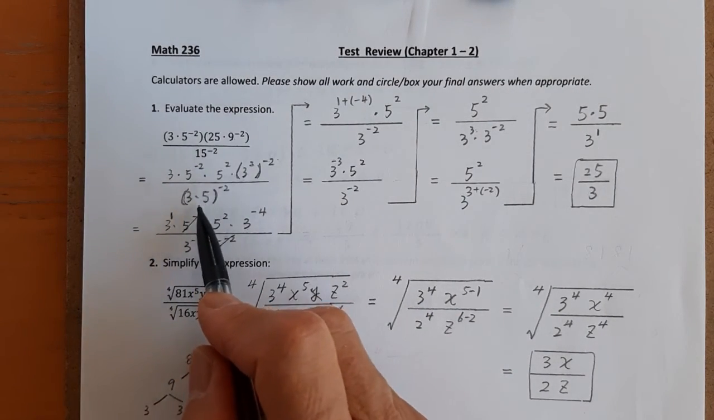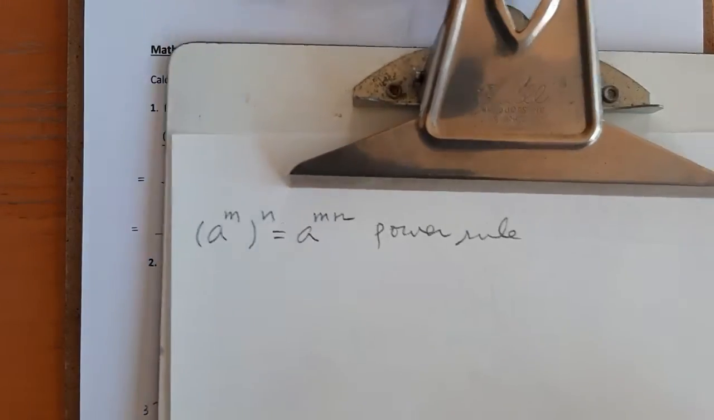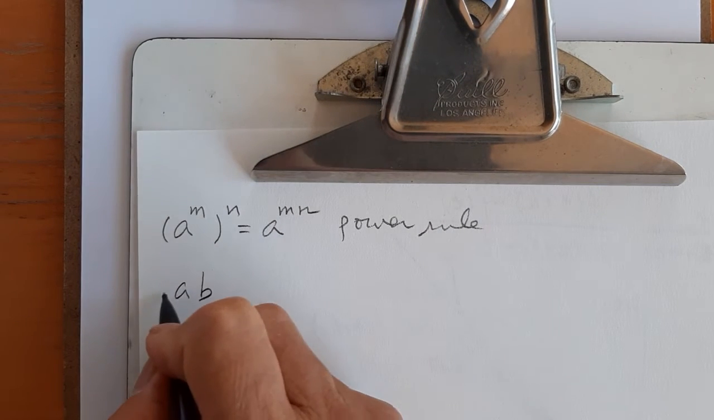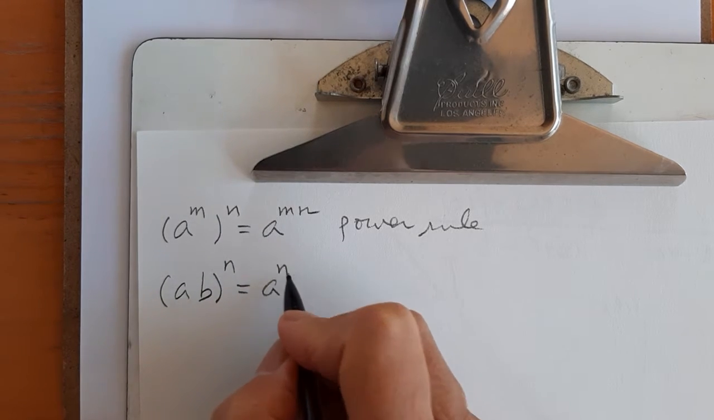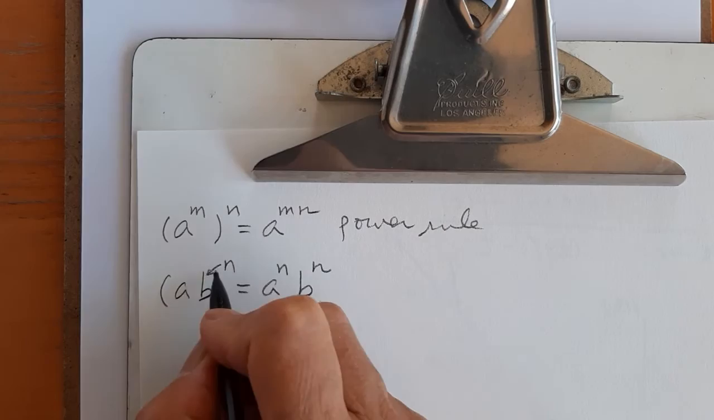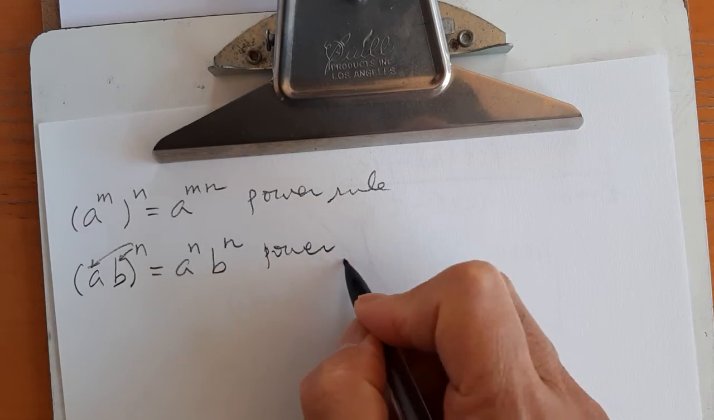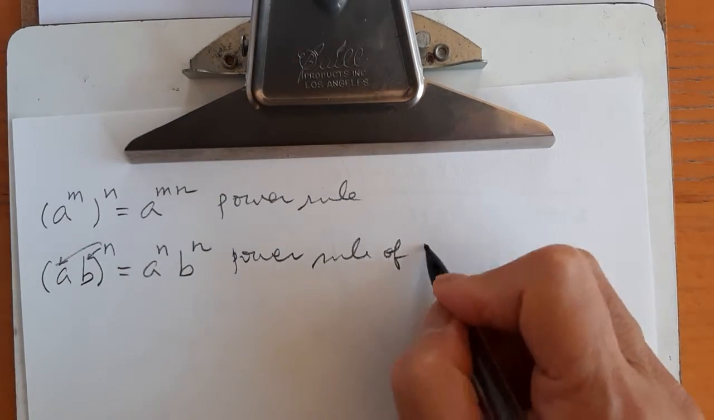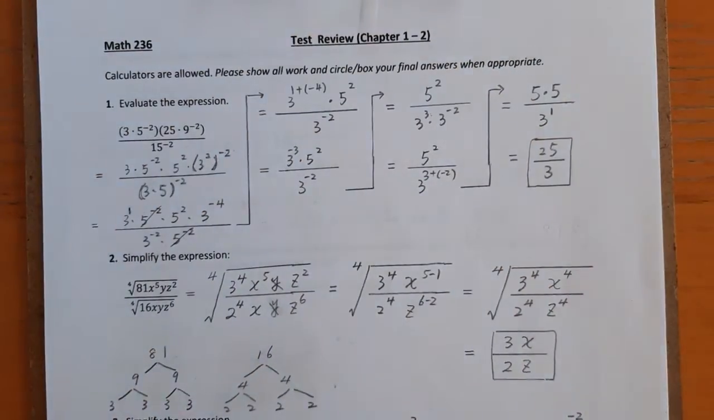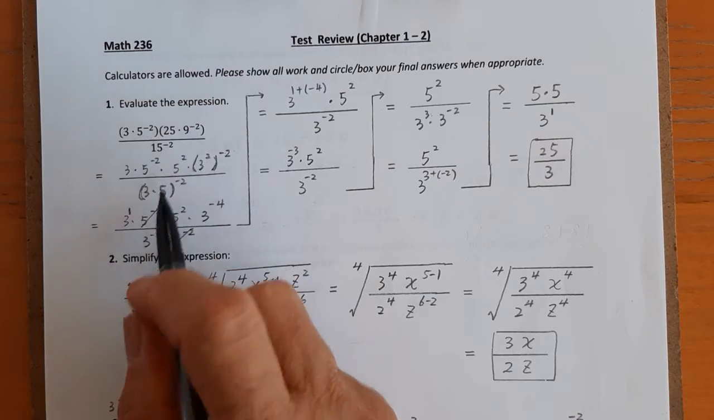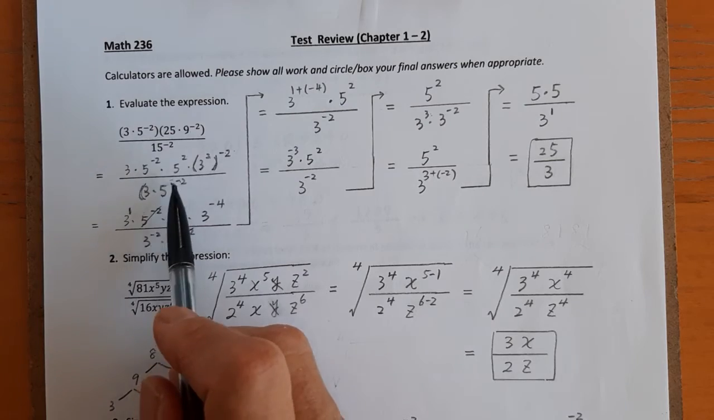Then this one, we use the power rule of product. The power rule of product is ab to the power n equals a to the power n, b to the power n. The exponent goes to each base. This we call the power rule of product because a times b is a product. So this negative 2 goes into each base. 3 to the power negative 2, 5 to the power negative 2.